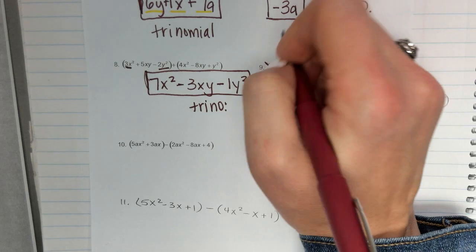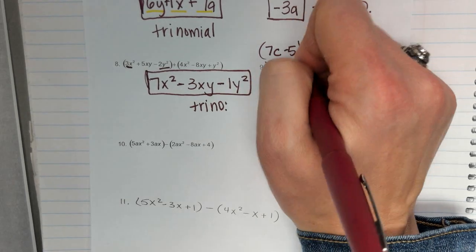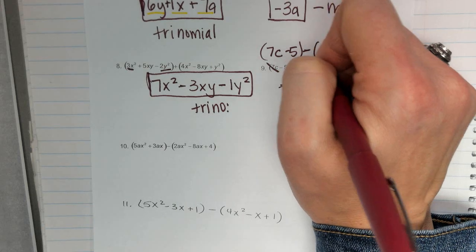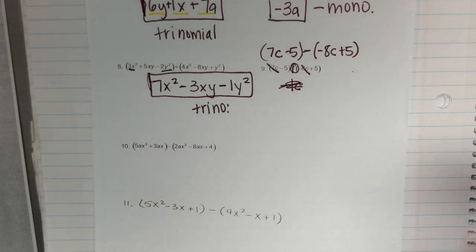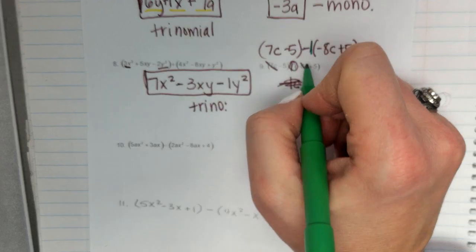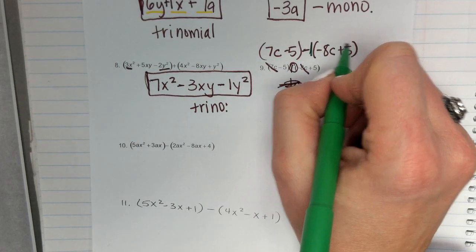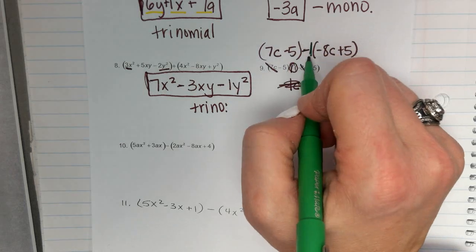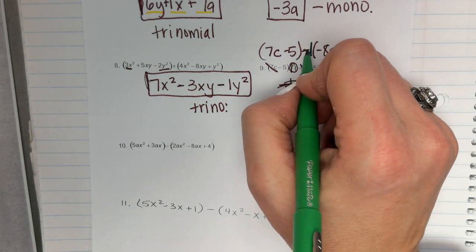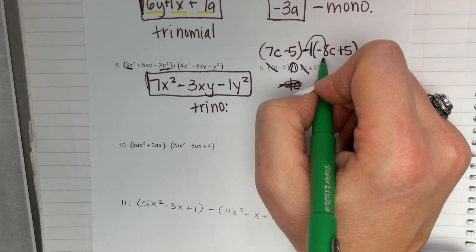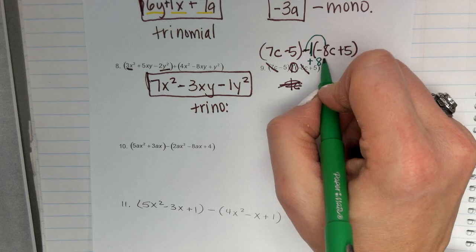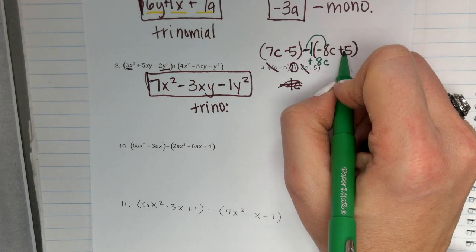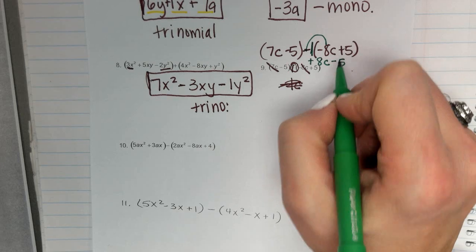So I'm going to have to rewrite this. 7c minus 5 minus negative 8c plus 5. Okay, let me show you how to do this. When you have subtraction, you have to distribute. It's like you have a negative 1 in front. So the subtraction distributes to everything on the inside. Addition, it doesn't bother it because it doesn't change sign. So when we do this, it becomes negative 1 times a negative 8c. That's going to become a positive 8c. And a negative 1 times a 5 is going to give you a negative 5.